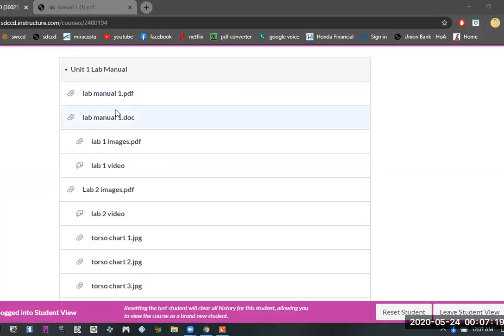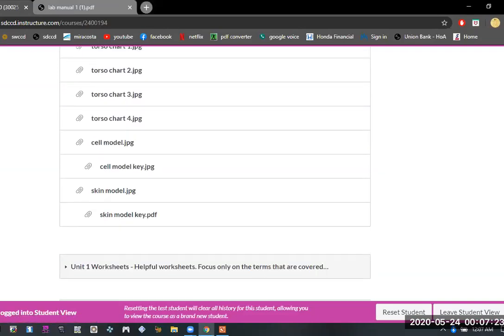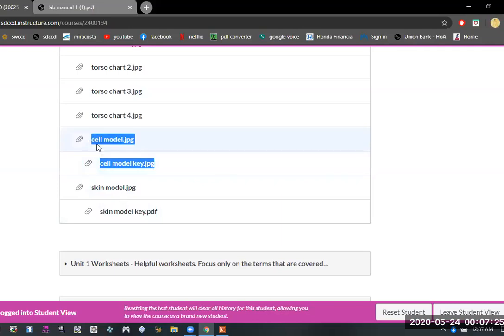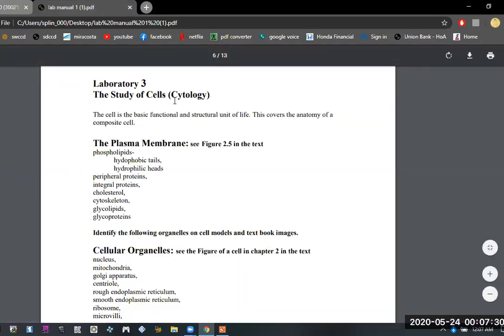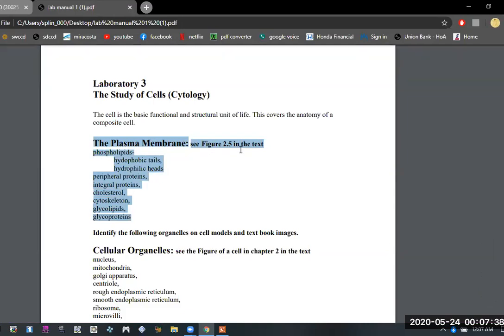We're moving into lab 3. So we have the lab manual, and going along with that, there are some images here of the cell. And here we are, lab 3. So this first section here is truly just this textbook figure, and we'll go through the details.